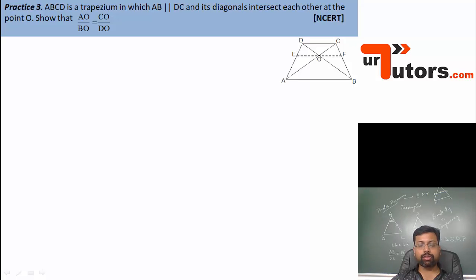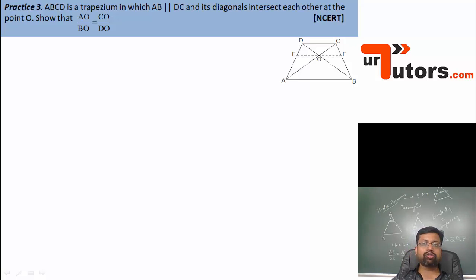So it's given that ABCD is a trapezium in which AB is parallel to CD and its diagonals intersect each other at the point O, and we have to prove that AO by BO is equal to CO by DO. Take a shot at it. I'll give you 3 minutes to this question.